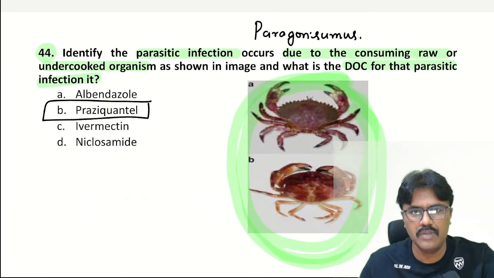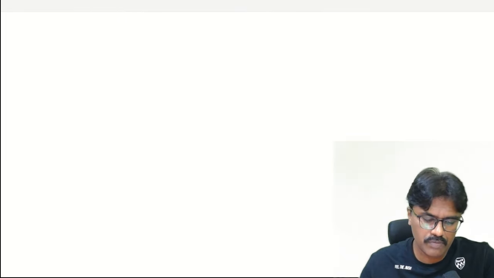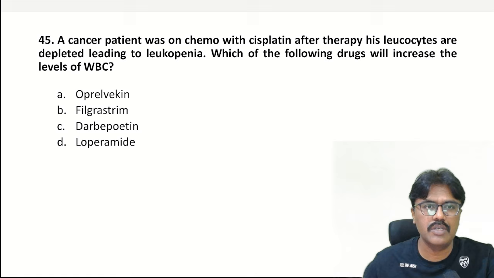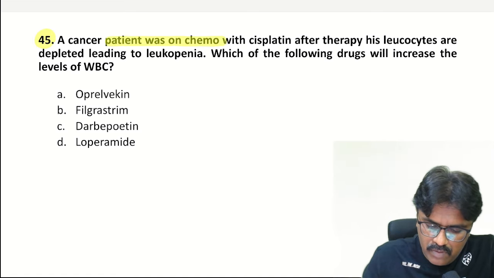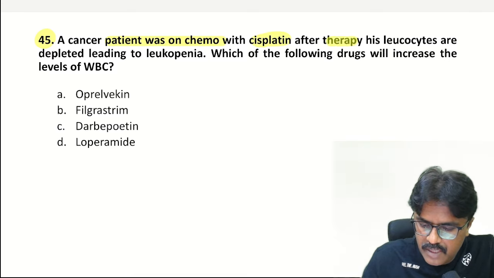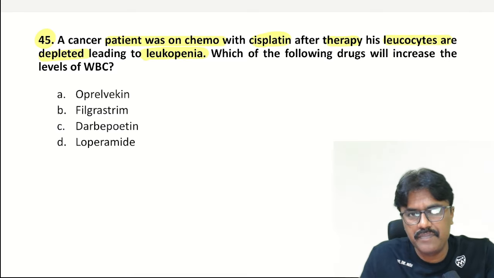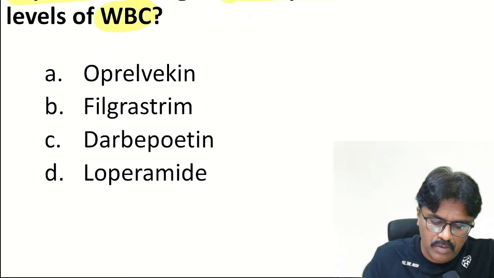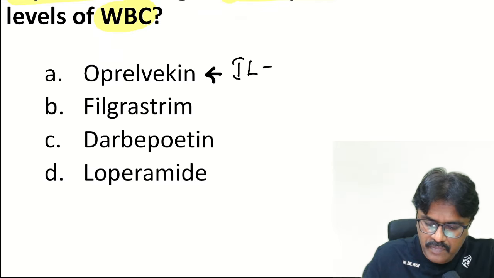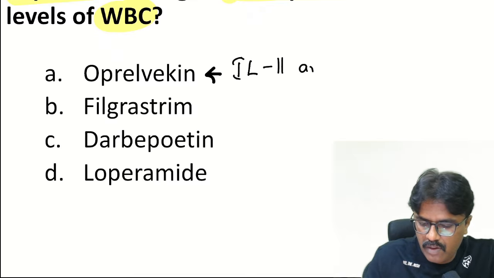Okay, so this is the one. That is about question number 44. Let us go for question number 45. A cancer patient was on chemo with cisplatin. After therapy, his leukocytes are depleted, leading to leukopenia. Which of the following drugs will increase the levels of WBC? Option 1, oprelvekin. It is an interleukin 11 analog.